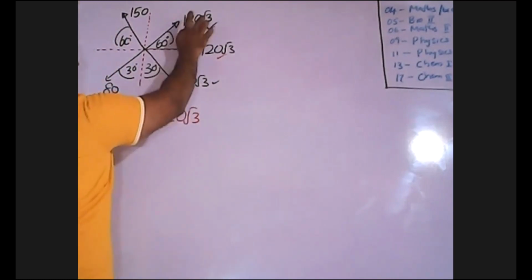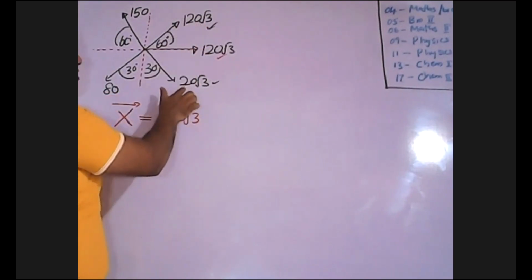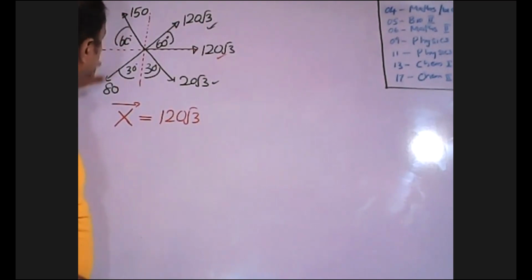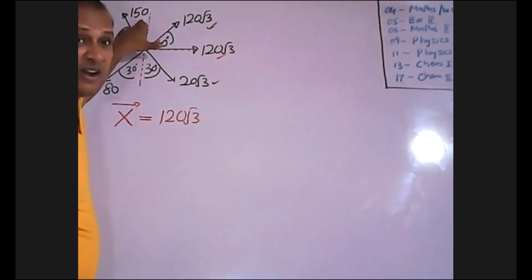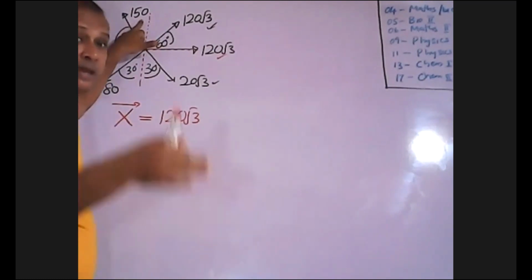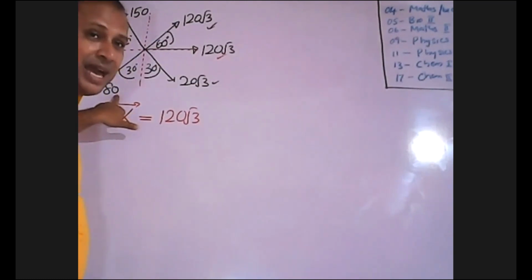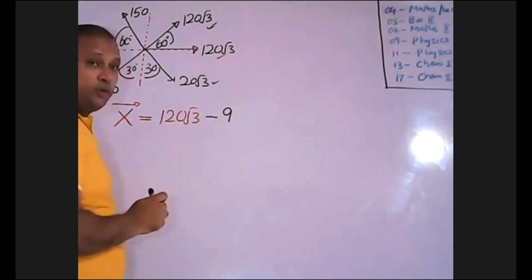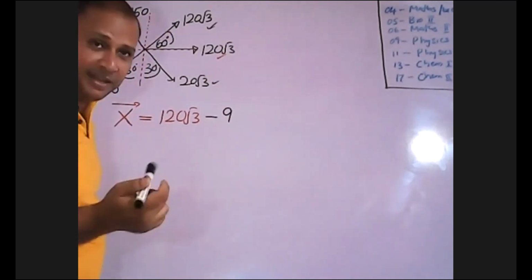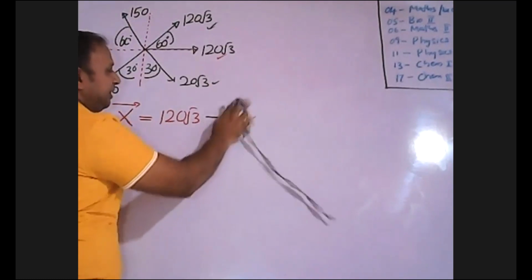Then this one is in positive direction. Therefore, 140 minus 230. 140 minus 150 means minus 10. There's no root 3 there, so this is not common. Root 3 is there, root 3 is there.